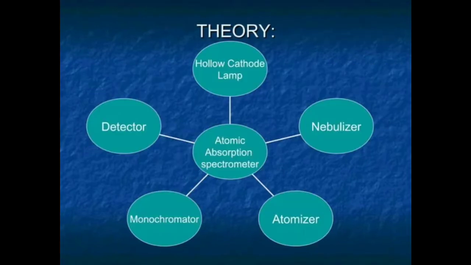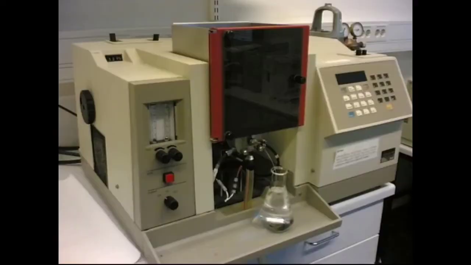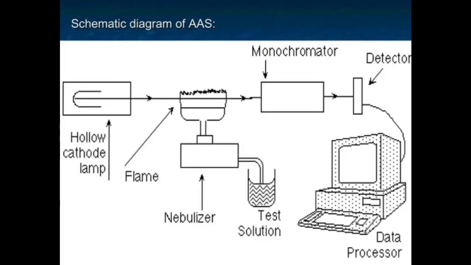As you can see below is a flowchart of an atomic absorption spectrometer, where it consists of hollow cathode lamp, nebulizer, atomizer, monochromator and detector. As you can see, it is a machine which helps in atomic absorption spectroscopy. Another is a schematic diagram of atomic absorption spectroscopy.